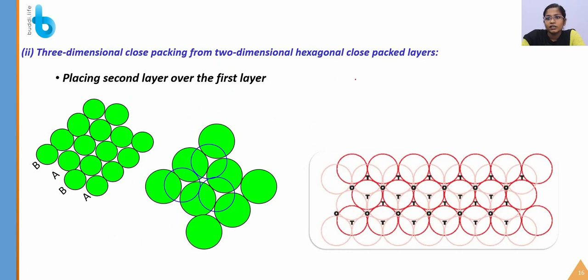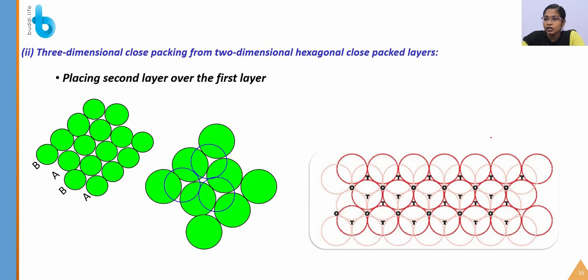Next is the three-dimensional close packing from the two-dimensional hexagonal close packed structure. This is also characterized into 2 types: first, placing the second layer over the first layer, and next, placing the third layer over the second layer. First, the second layer is placed over the first layer in the gap, in the space left between the voids of the first layer. In that way it is arranged. We already saw the hexagonal close packed structure, and in that, how the first layer and second layer are arranged.